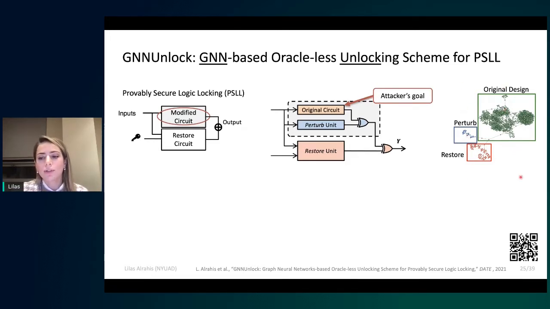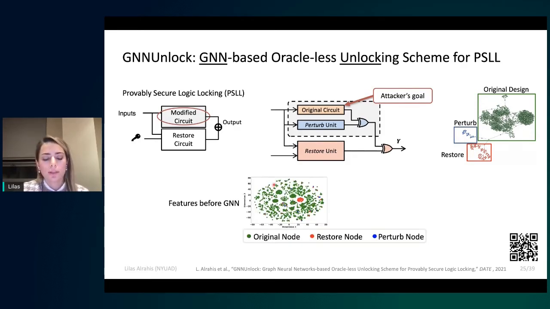Now that you're looking at the solution, you might think that this looks like an easy problem. But just to show you that this is easy because we use the GNN, what I am showing you here is that once we extract the circuit and we extract some feature vectors for the gates in the circuit, we use TSNE to visualize these features. So these are the features that are going to be passed to the GNN. What you can see is that it is straightforward to identify the restore unit, which is colored in red, but it's difficult to identify the perturb unit. As you can see, it's difficult to separate the blue nodes.